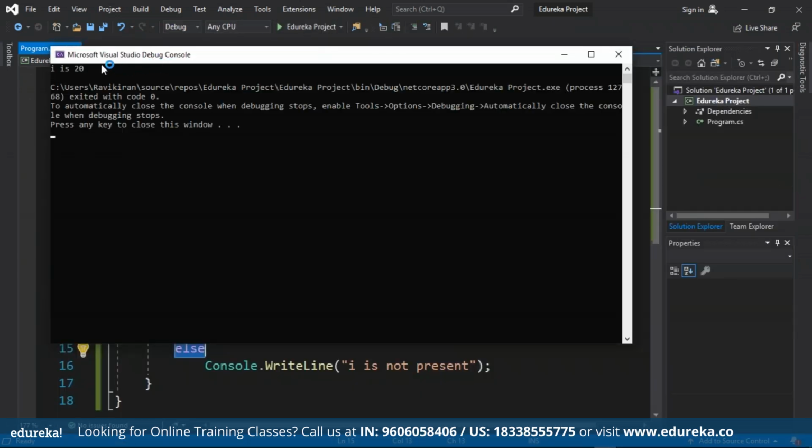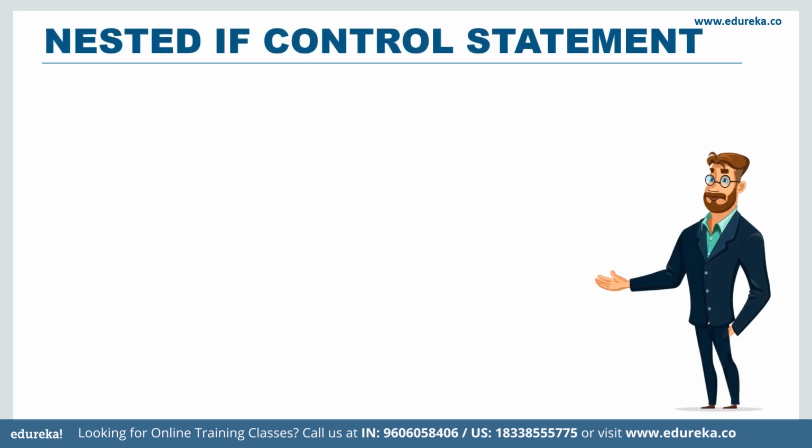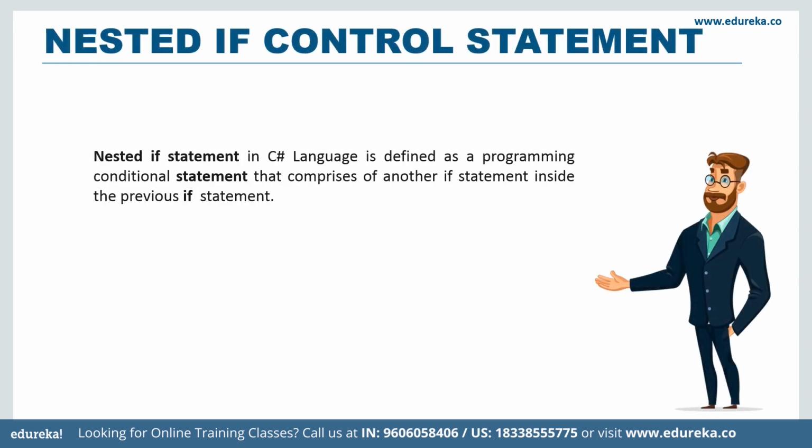You can see that the program has been executed successfully and the message has been printed here. Now let's move on to the next type of conditional statement that happens to be the nested if control statement. So the next control statement is nested if control statement.